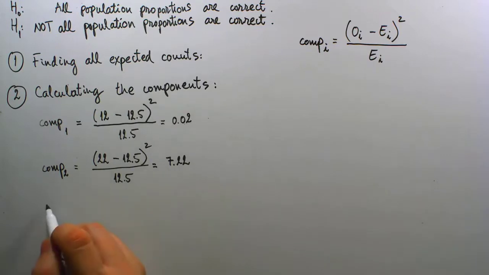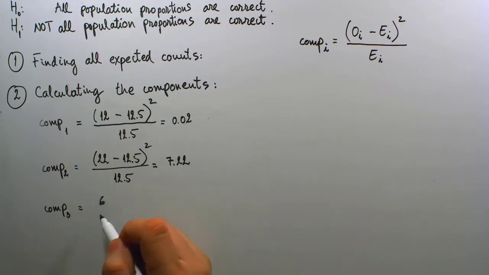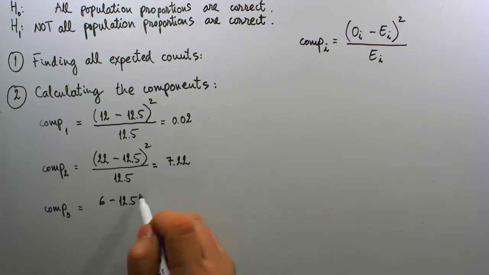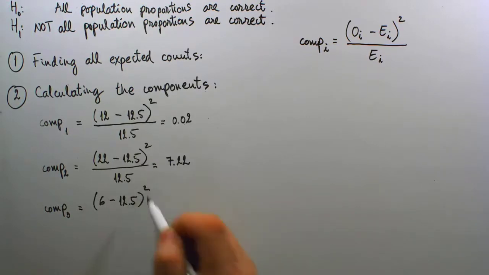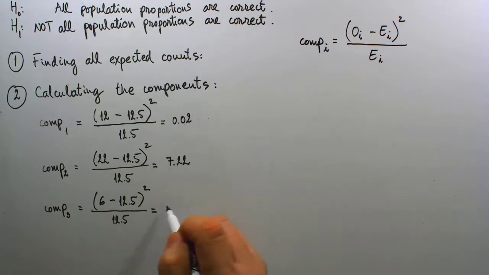And now we can head out for the third component, namely or symbolically comp3. In the third category, according to the table, we had 6 for observed count. I'm going to subtract 12.5 for the expected count. The difference there is going to be squared and divided by 12.5, the expected count again. Calculation showed 3.38 in 2 decimal places.